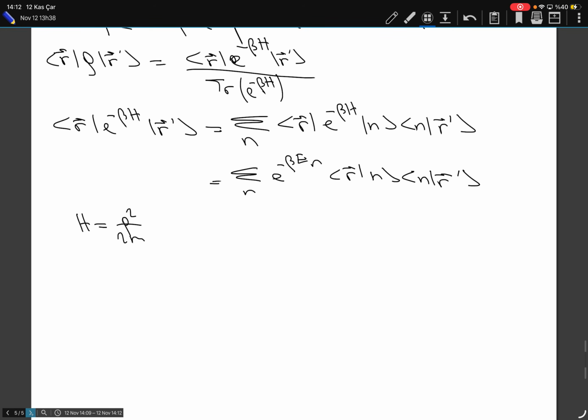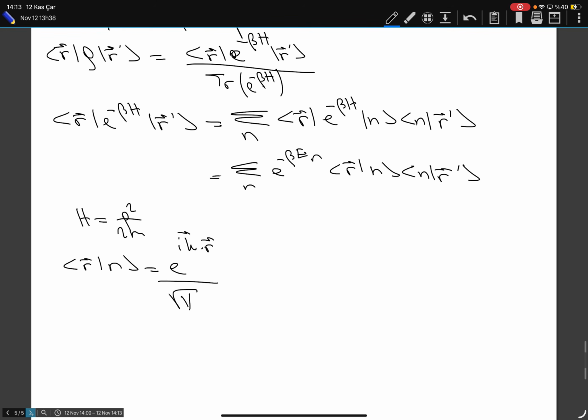My energy eigenstates will be given by e to the power i k dot r divided by square root of V. I'm using periodic boundary conditions. That 1 over square root of V is just normalizing my wave functions to one particle within my box of volume V.